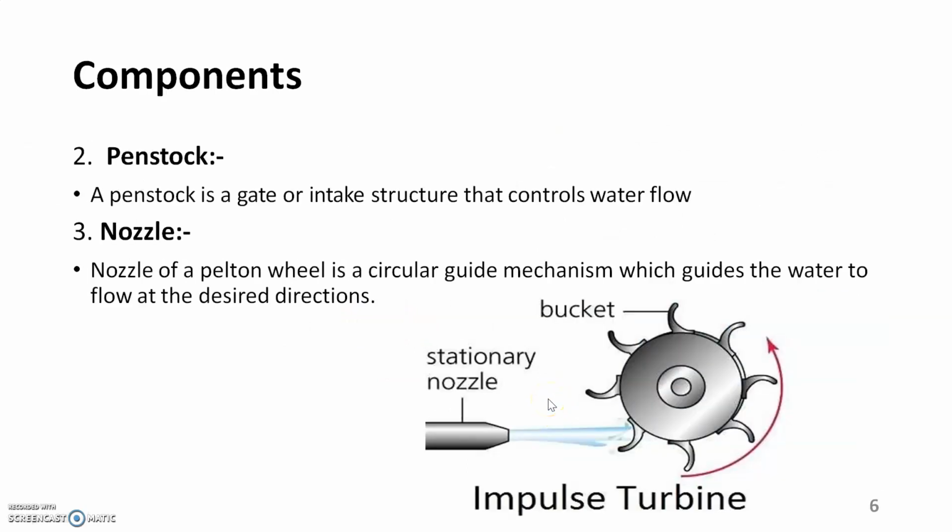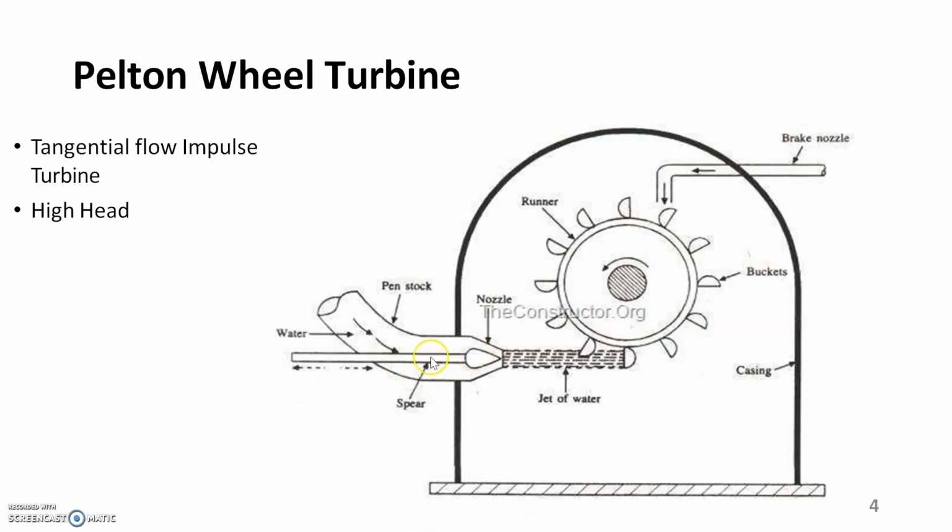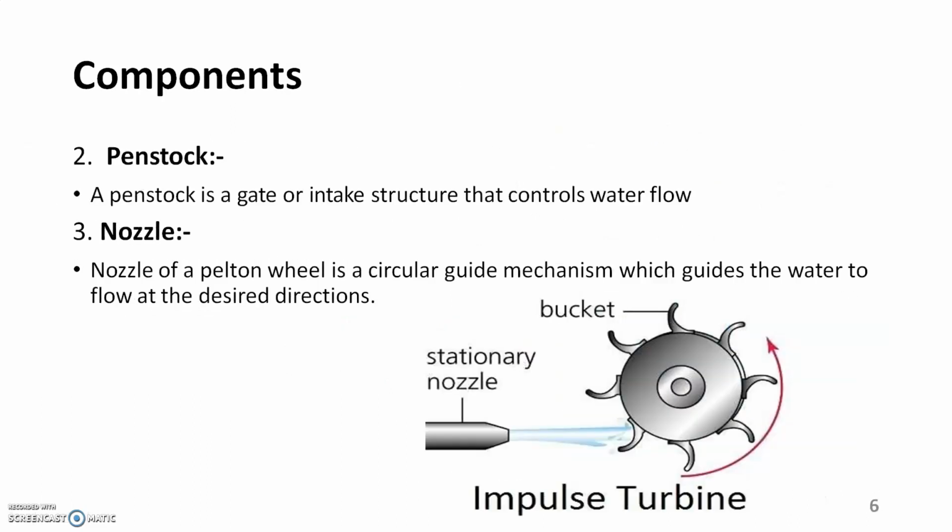A penstock is nothing but a gate or an intake structure that basically controls the water flow. It is controlled by a hand wheel, and that is what you call the spear. You can see this spear here. The spear, along with the penstock, will be controlling the entry of water into the turbine.